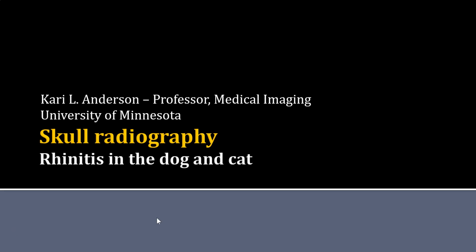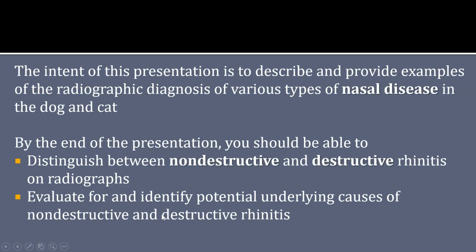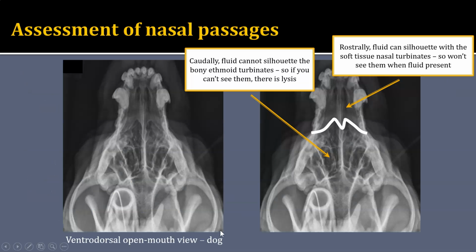This is the second in a series of presentations on radiography of the skull in veterinary patients. The intent of this presentation is to describe and provide examples of the radiographic diagnosis of various types of nasal disease in the dog and cat. And by the end of the presentation, I want you to be able to distinguish between non-destructive and destructive rhinitis or rhinosinusitis, as well as evaluate for and identify potential underlying causes of the rhinitis.